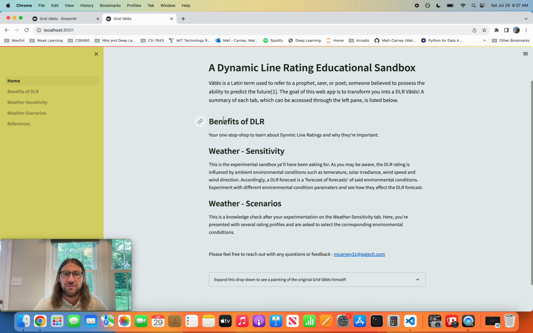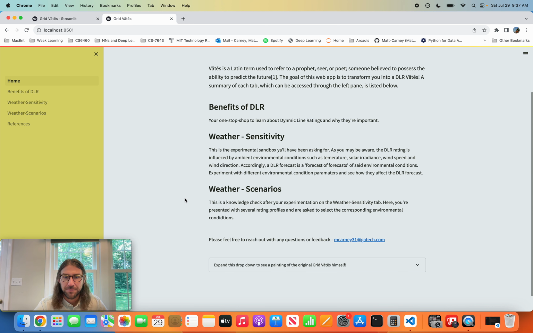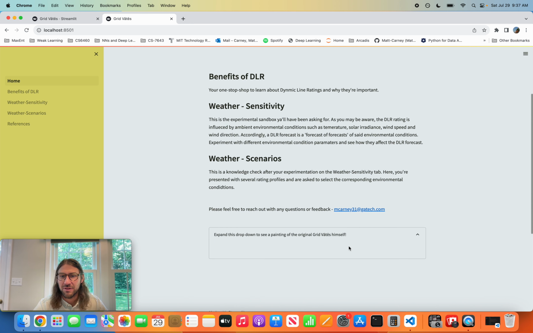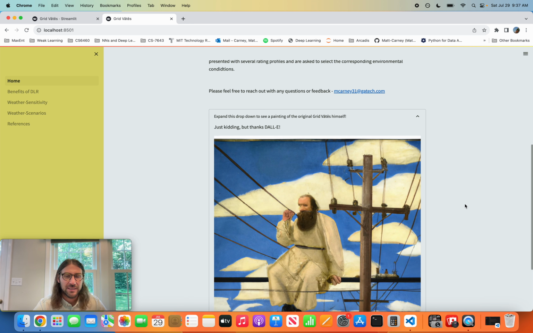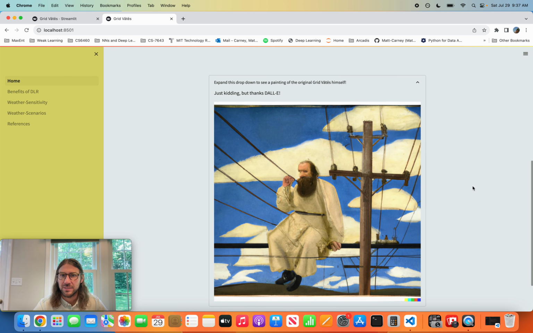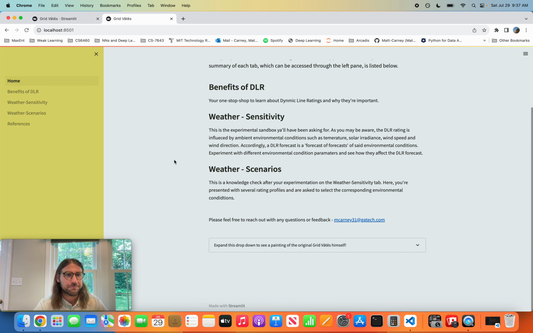So here we have just a very brief description about each of the three tabs: the benefits of DLR, the weather sensitivity, and then the weather scenarios. Contact information, just a little bit for fun, talking about a painting of what the original Grid Vates himself looked like. It's kind of a joke. I just used DALL-E, but I thought it was pretty cool that DALL-E came up with what I would imagine one would look like.